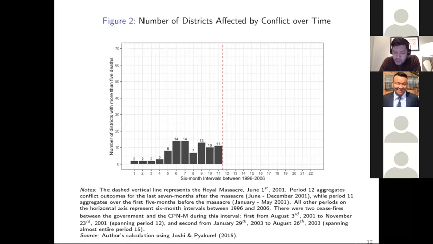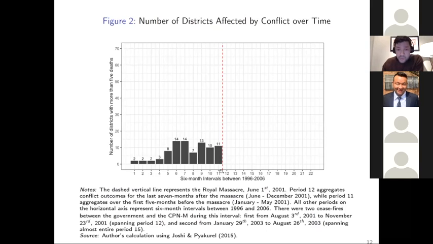Secondly, you can also look at the temporal distribution of conflict. By that, what I'm going to do is divide the 11 years of conflict into 22 periods, broadly 6 months each. And in each 6 months, I'm going to calculate the number of districts affected by conflict. How I've defined the number of districts affected is if a district had more than 5 deaths in that 6-month interval. You can slice that up different ways and you get to similar results. I've also done that in the paper.